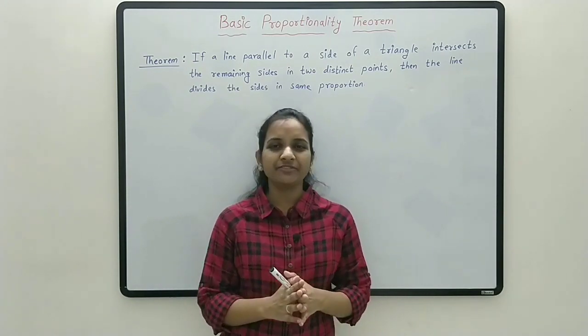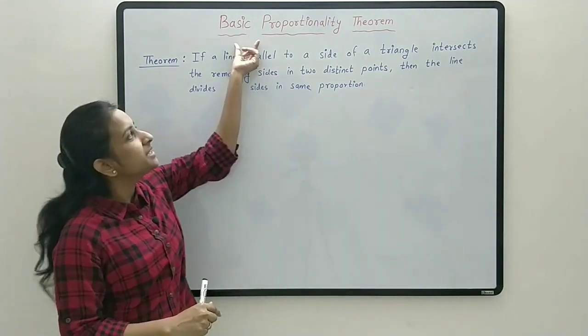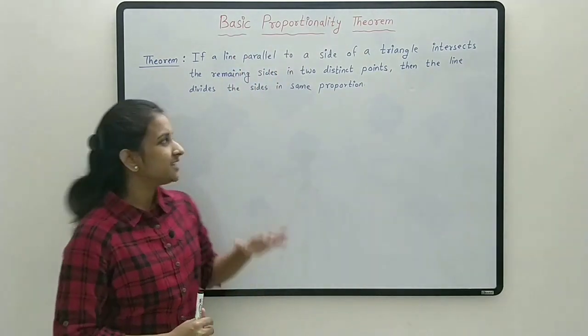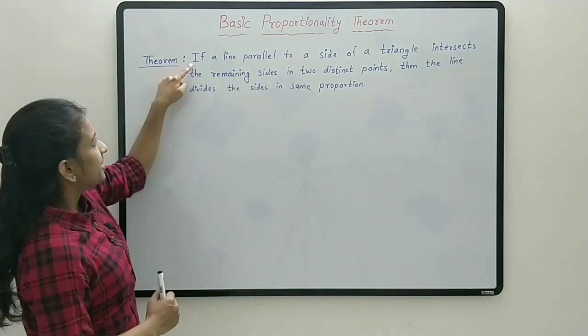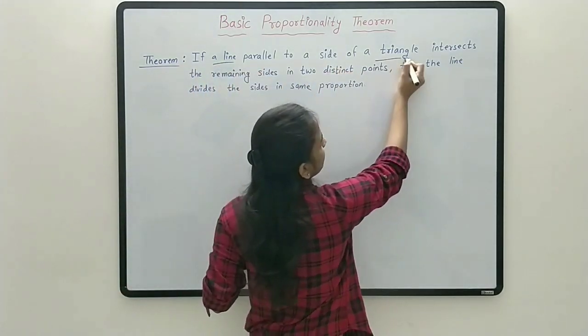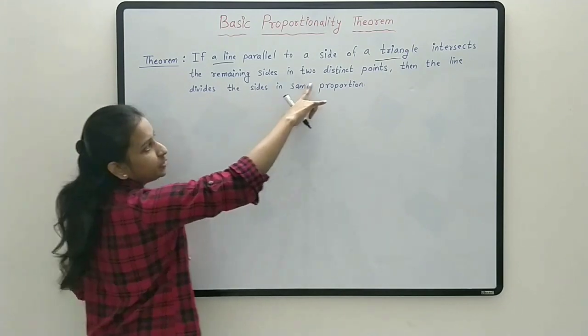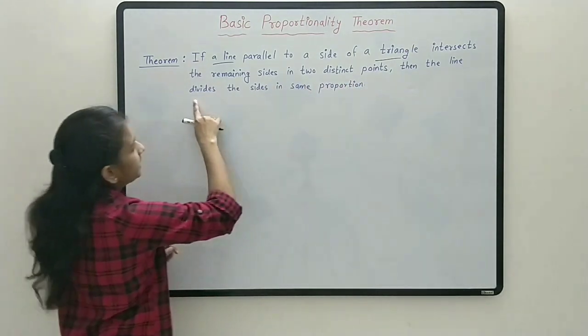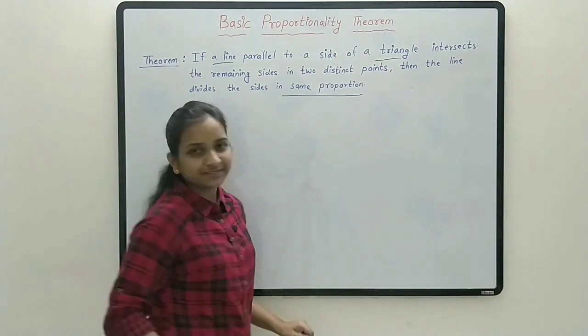In this video we are covering a very simple theorem, the basic proportionality theorem. Let's understand what this theorem says. If a line parallel to a side of a triangle intersects the remaining sides in two distinct points, then the line divides the sides in the same proportion.